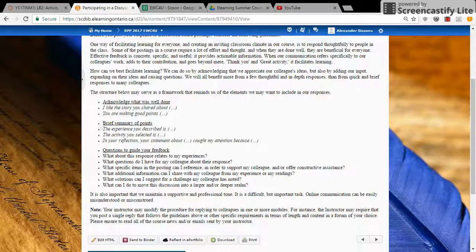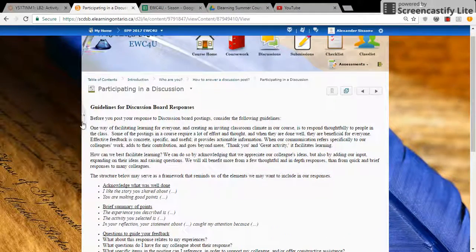So you may want to start with how you felt about it. It's constructive criticism, so remember to consider netiquette and being professional about what you say. And then in your response, you also want to give a brief summary of points, so what you will be talking about, and then questions or feedback. And this can be used for all the discussion responses and all of the editing that you do in this course.